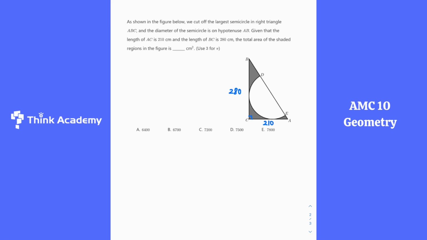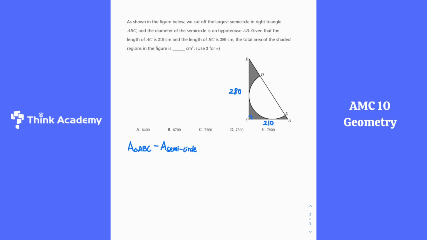Okay, so of course we cannot really find this part of the shaded regions at this point, because you can see those are irregular shapes. But instead, we can try to use the area of the triangle ABC and subtract the area of the semicircle. If we can do this, then of course we can find the area of the shaded region, right?